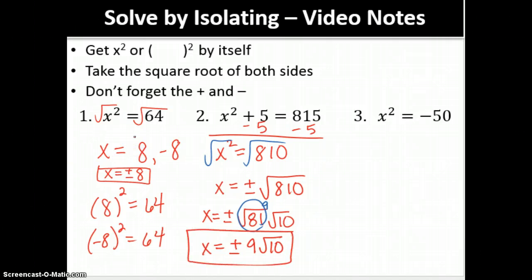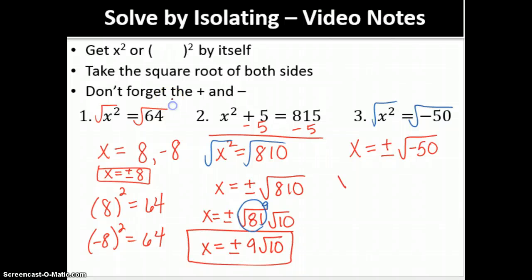Number 3, same idea, get the x squared by itself, which it is, so we're going to square root both sides. We want to make sure we don't forget the plus and minus, so we have x equals positive or negative root negative 50. So we put in the plus or minus, and now we need to simplify root negative 50.